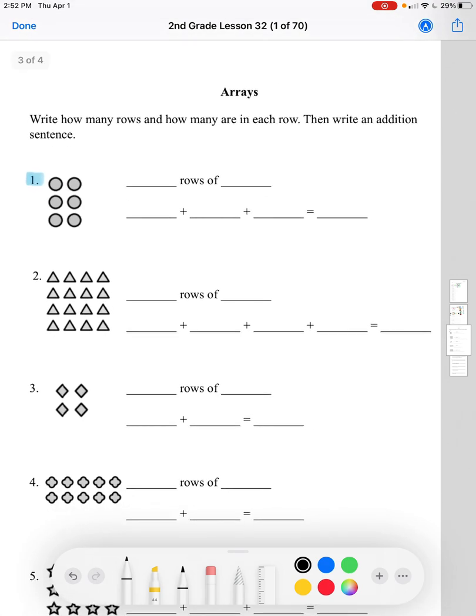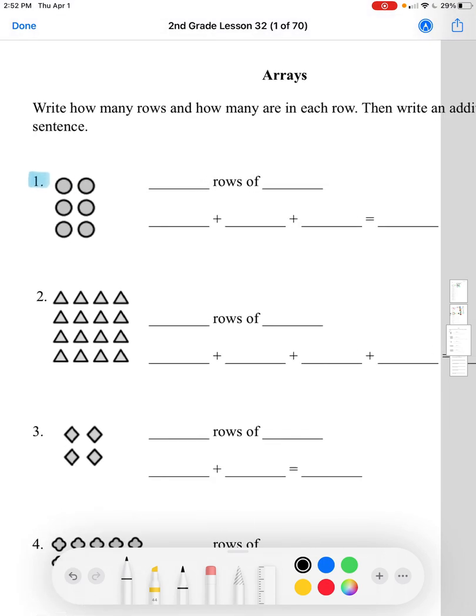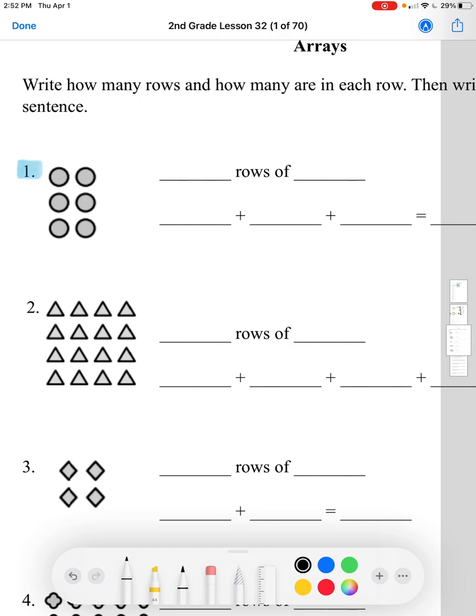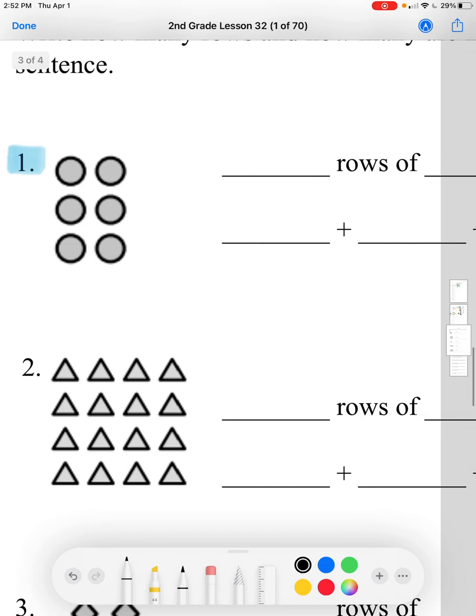Let's go over arrays. The directions say to write how many rows and how many are in each row, then write an addition sentence. So for number 1, we have this little array here of circles, and it asks us how many rows there are. A row is a horizontal, left to right.